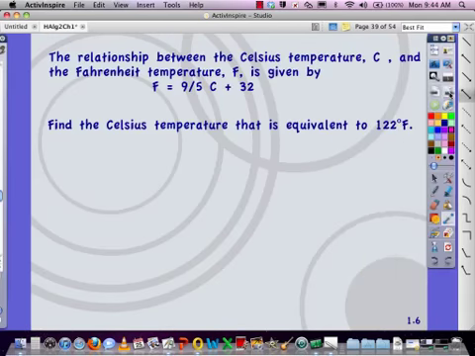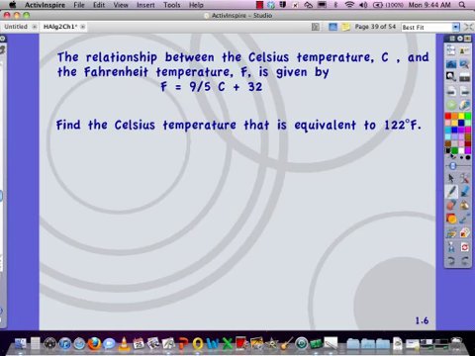So that's where we're going to start. This happens to be an example of a literal equation. The relationship between the Celsius temperature C and the Fahrenheit temperature F is given by Fahrenheit equals 9/5 C plus 32. Find the Celsius temperature that is equivalent to 122 degrees Fahrenheit. So we should first be substituting into the given equation 122 for F, leaving C as the only unknown in our equation.